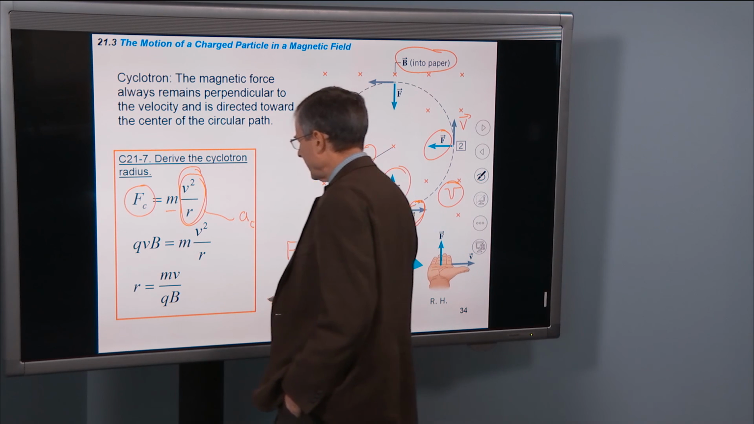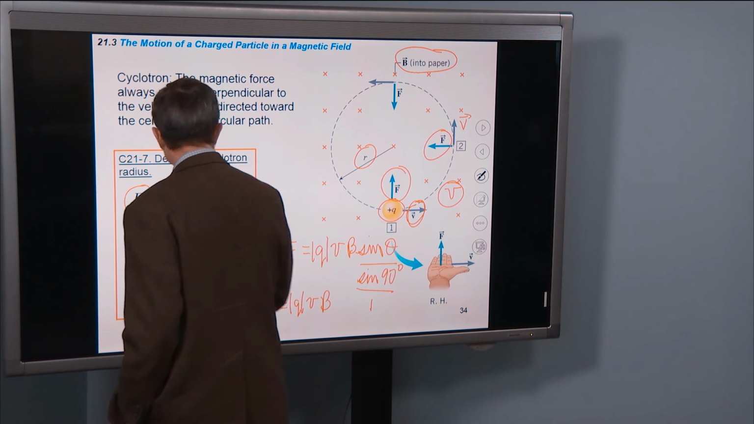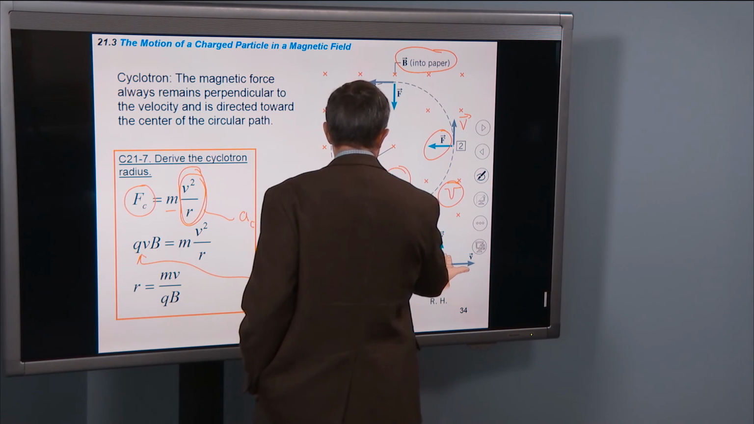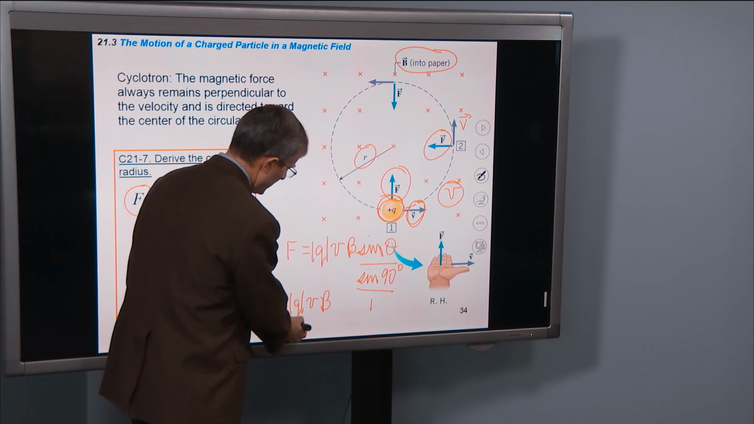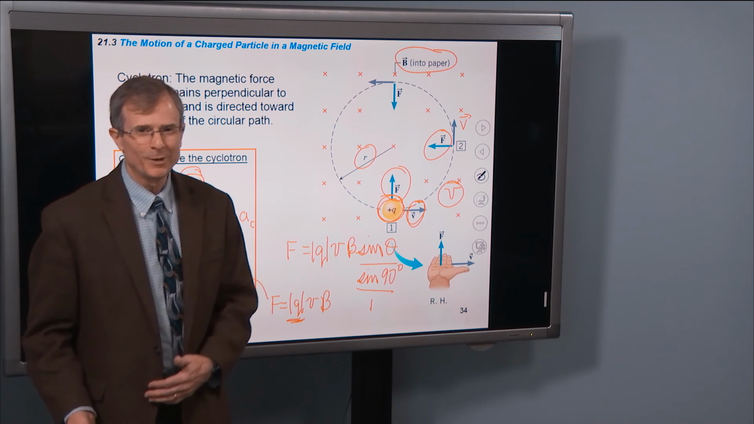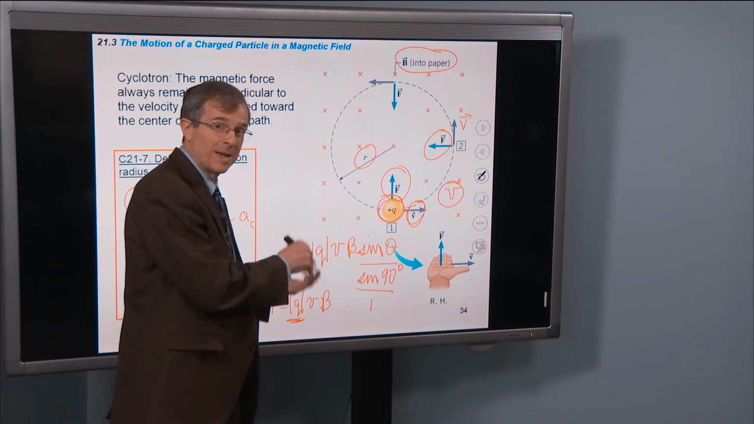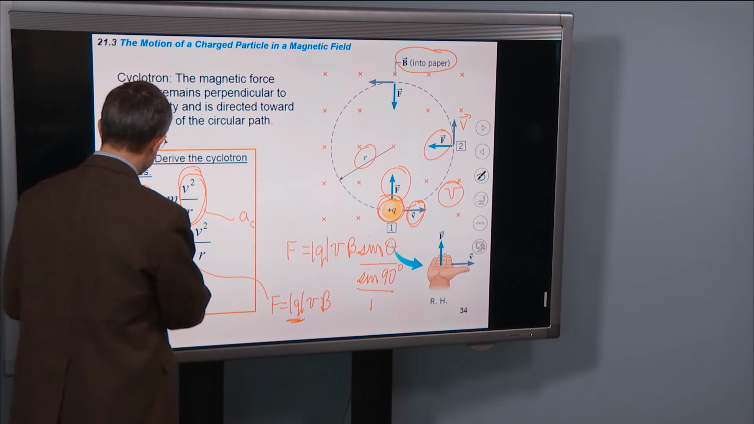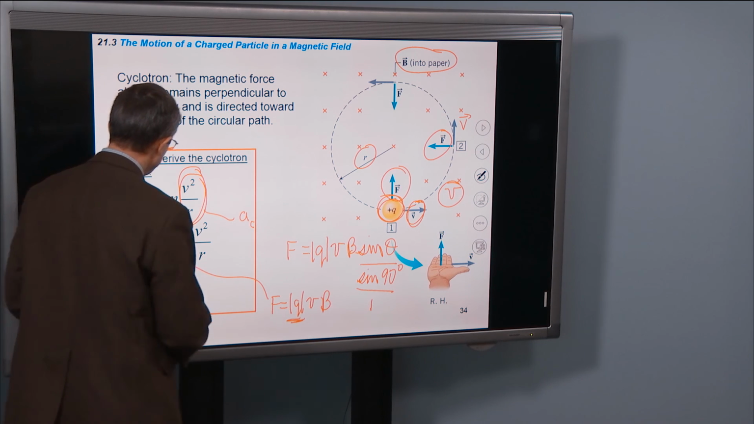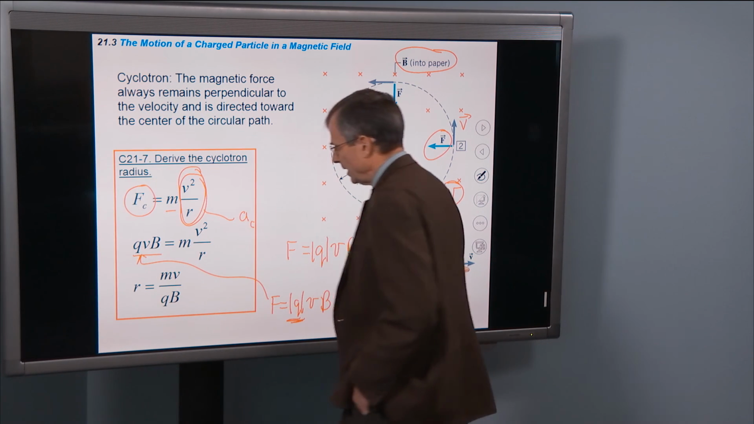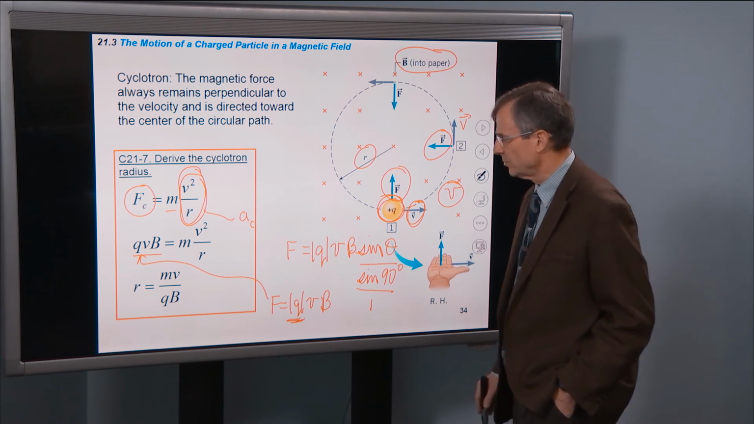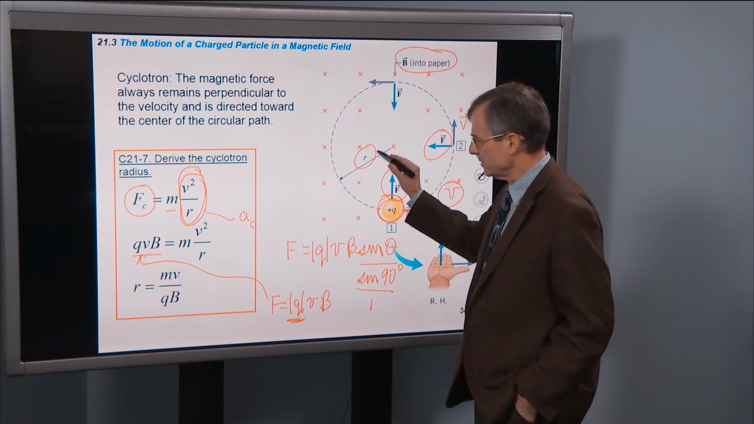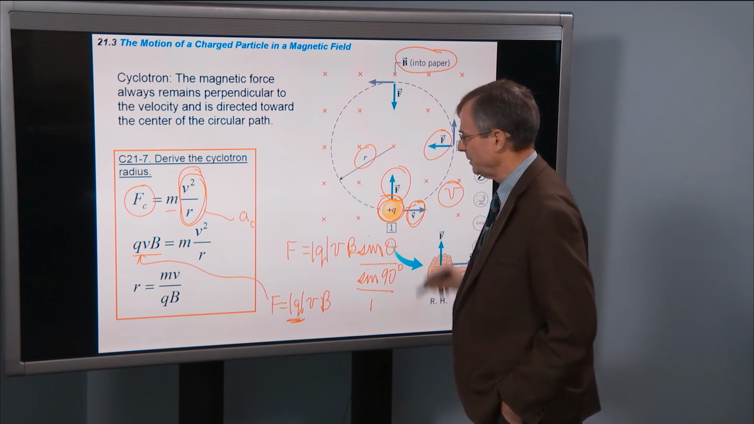So we're going to put that in here and assume that the charge is positive, so I can replace the absolute value of q with q, since the absolute value of a positive number is the same as that positive number. So we're just going to put q in here. qvB is mv squared over r. And what we're supposed to find here is the cyclotron radius. What's the radius of this guy if he's going at a certain speed?